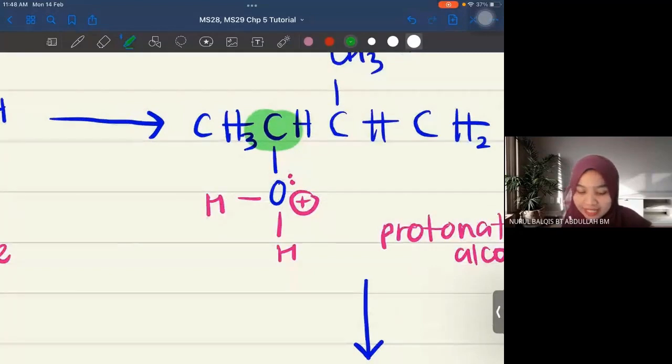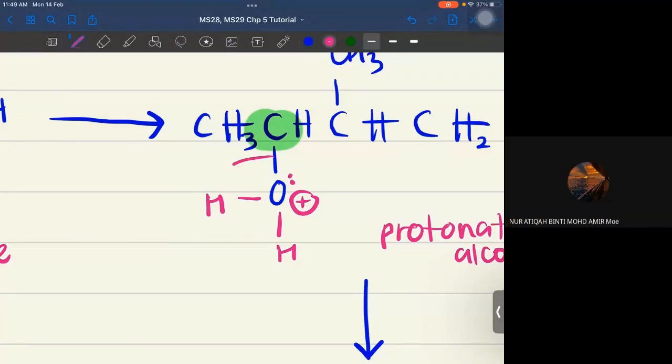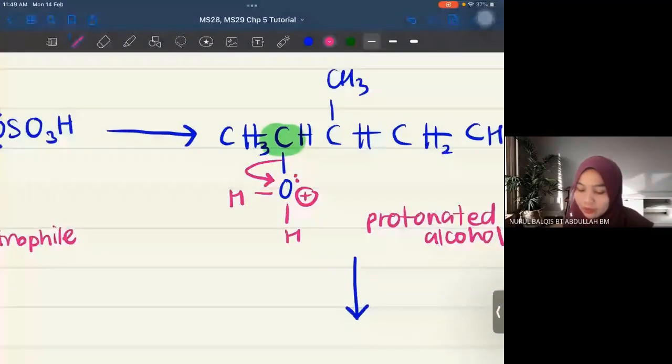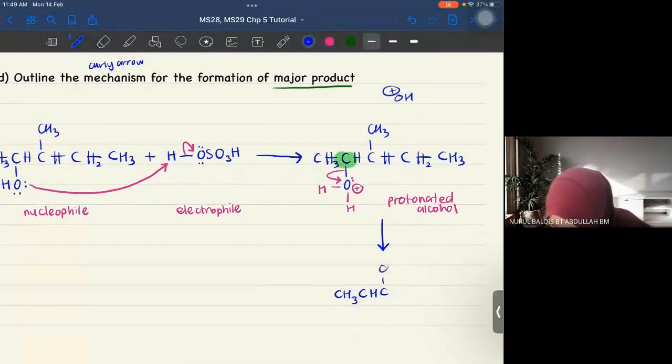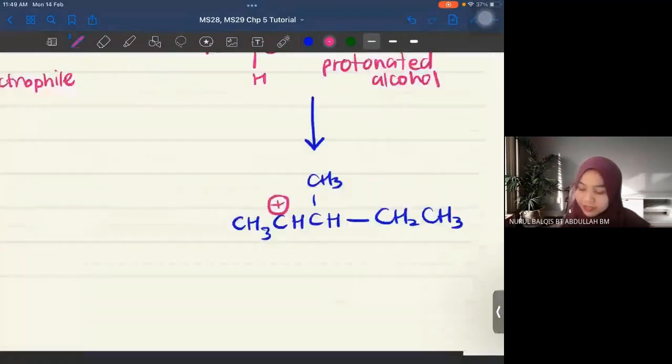Okay, jadi apa yang kita akan buat kat sini, kita akan remove. Kita nak remove siapa? H2O. Yes, you are going to remove H2O by giving all the electrons to this O. So nanti kita akan dapat CH3, kita ada CH3 dan kita ada CH2, CH3. Okay, now we have this carboxyl ion on this second carbon.